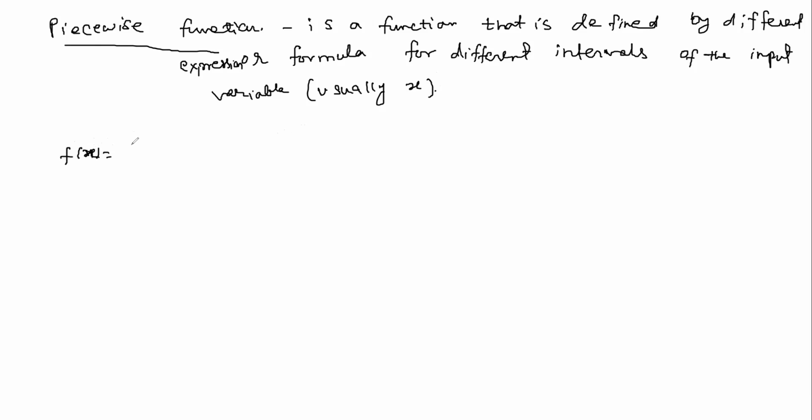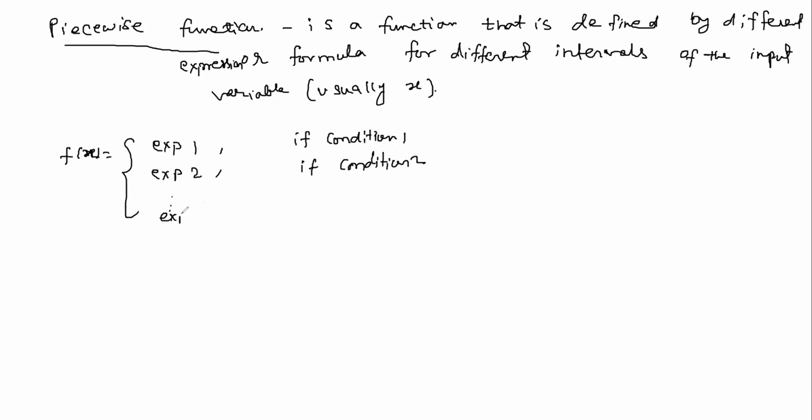f(x) can be anything. Let's suppose this is expression number one, for the first interval, condition number one. Then expression number two, which can be zero, any number, minus one, plus one, or anything. An expression can be a constant or a variable, if condition number two, and so on, up to expression number n, if condition n.